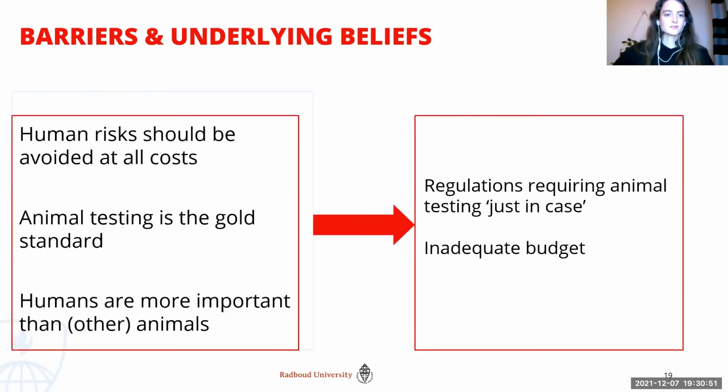And then together, these beliefs lead to regulations requiring animal testing just in case. So for example, the requirement of the mouse bioassay, even though industry was saying, well, it has no added value. But also the inadequate budget, specifically for the monkey cages, but also more generally for financing the 3Rs.